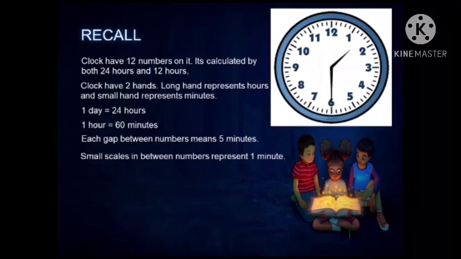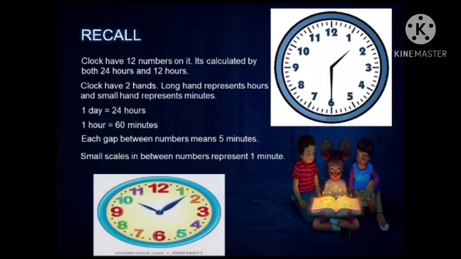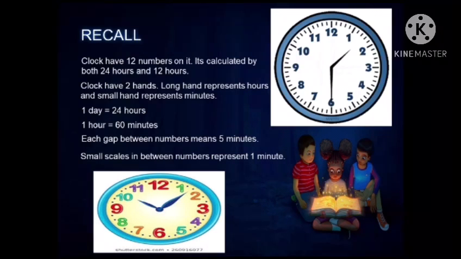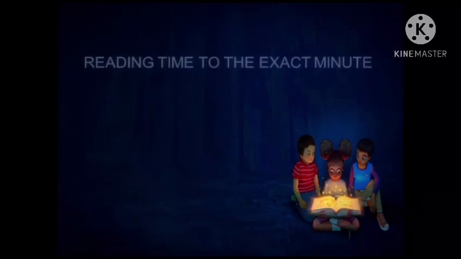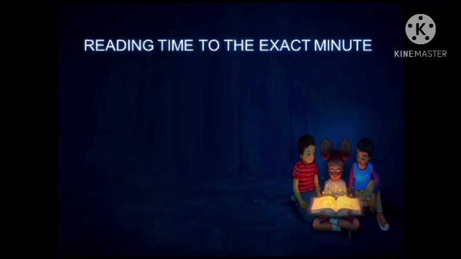Small scales in between numbers represent 1 minute. From 1 to 2 there are small scales, and the small gap between the scales represents 1 minute. So from number to number it's 5 minutes, and from scale to scale it is 1 minute. That's all we have learned about time, and this is enough to learn the new topic. So let's start with reading time to the exact minutes.